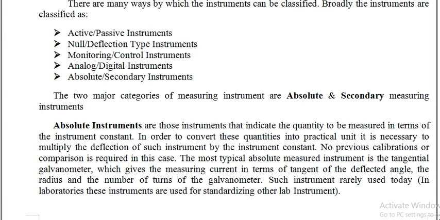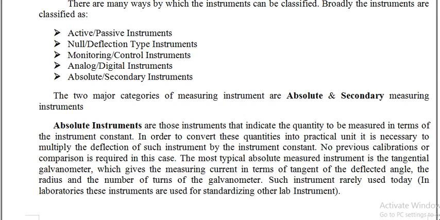Active and passive instruments: it depends on whether they are taking energy from an outer source or not. So that will decide whether it is active or passive. It is either self-powered or outer-powered. So this will be decided in active and passive instruments. Then null and deflection type. In null and deflection type instruments, as the name tells us, there will either be a deflection of the needle, or there will be no deflection in these types of instruments.